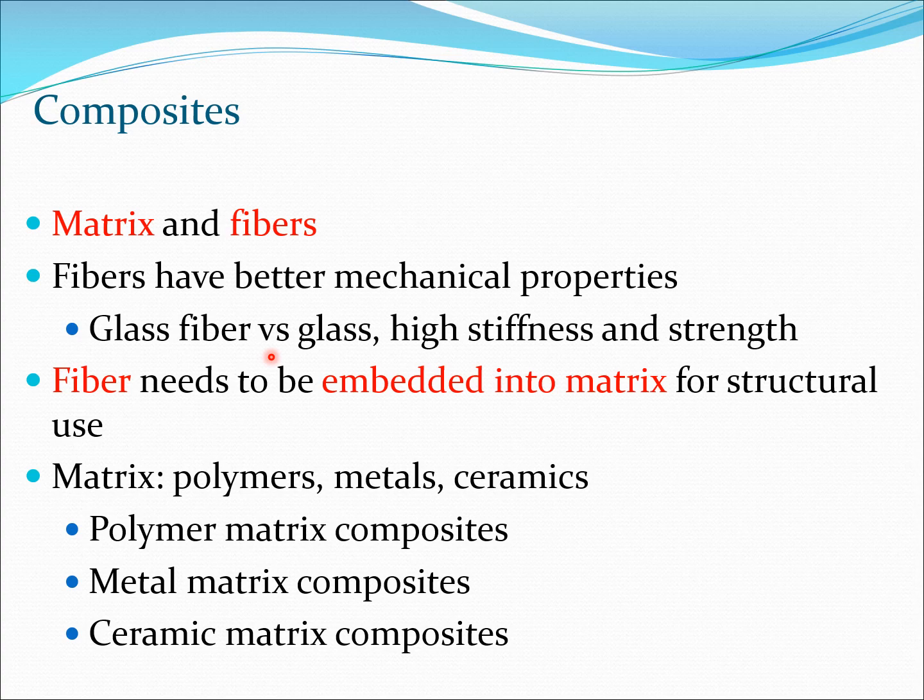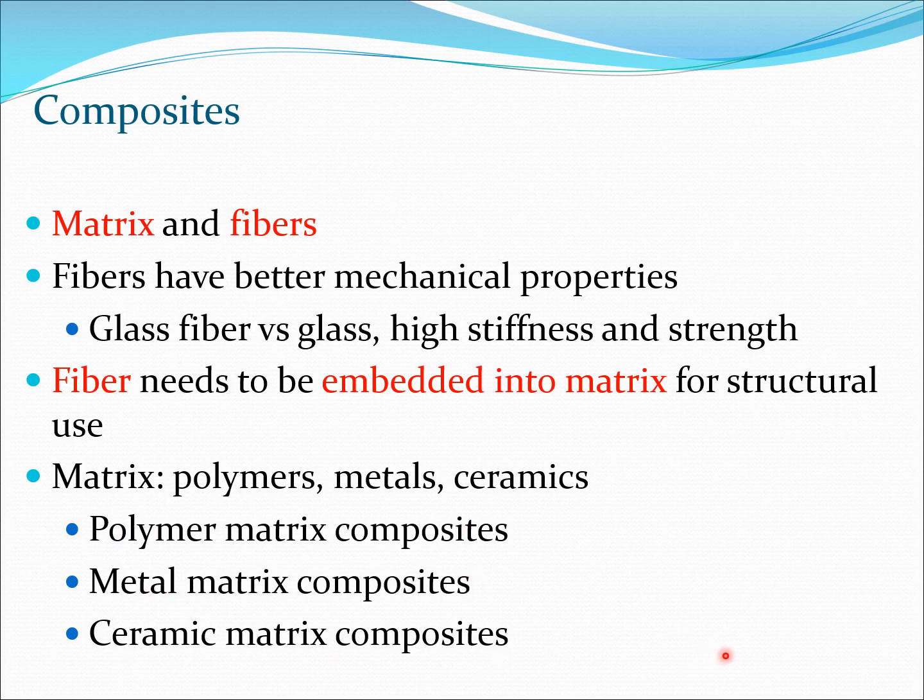So some people figured out that if you embed this fiber into some matrix, then you can use it for structural use. The matrix which is typically used here could be polymers, it could be metals, it could be ceramics. So based on the kind of matrix you are using, you have polymer matrix composites, metal matrix composites, and ceramic matrix composites. These are sometimes known by acronyms like PMC, MMC, and CMC.